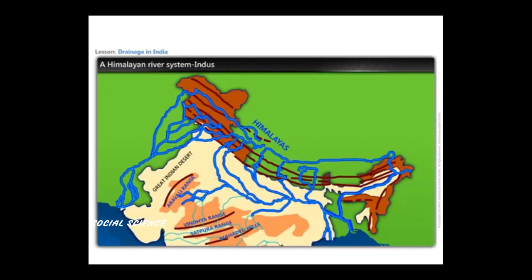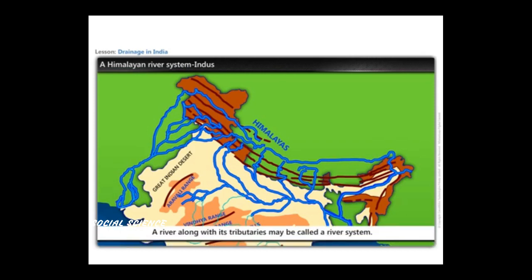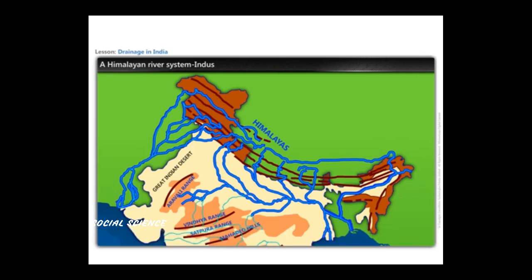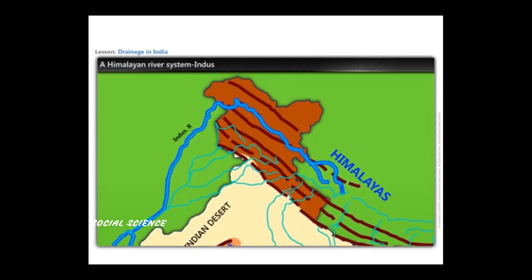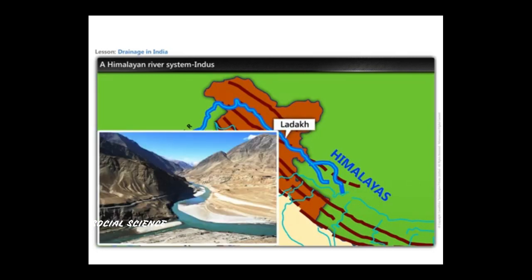The Himalayan rivers have many large and important tributaries. A river, along with its tributaries, may be called a river system. Let us look at the Indus River system. The river Indus rises in Tibet near the lake Manasarovar. Flowing west, it enters India in the Ladakh district of Jammu and Kashmir, forming a picturesque gorge.